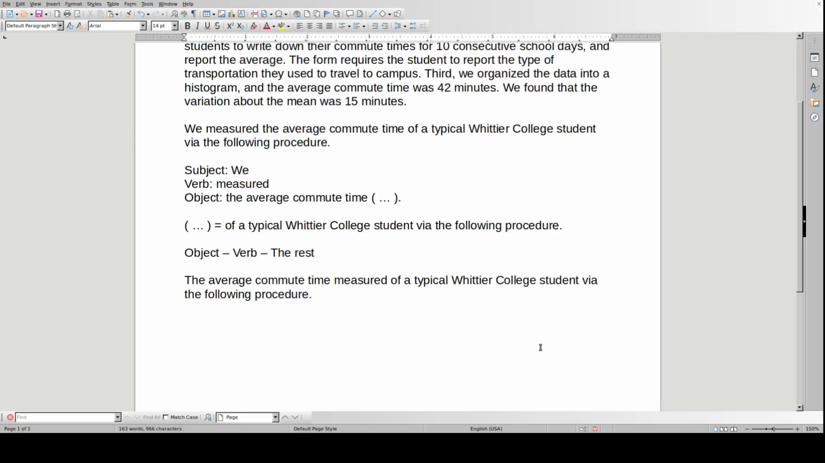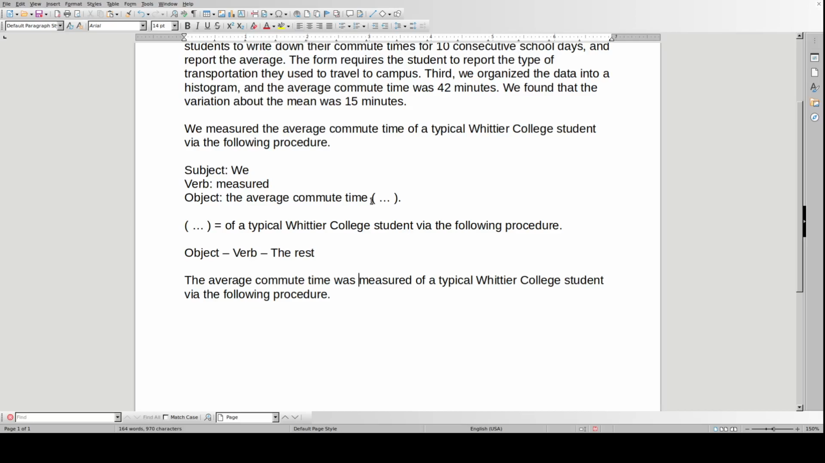Let's think about this though. The average commute time measured of a typical Whittier College student via the following procedure. First of all, what's the verb? So the verb needs to be properly conjugated into passive voice, and in this case it's past tense. So the commute time was measured, the average commute time was measured, and now we can think about the parenthetical rest of the sentence as something we can break apart and put in the sentence as it's appropriate.